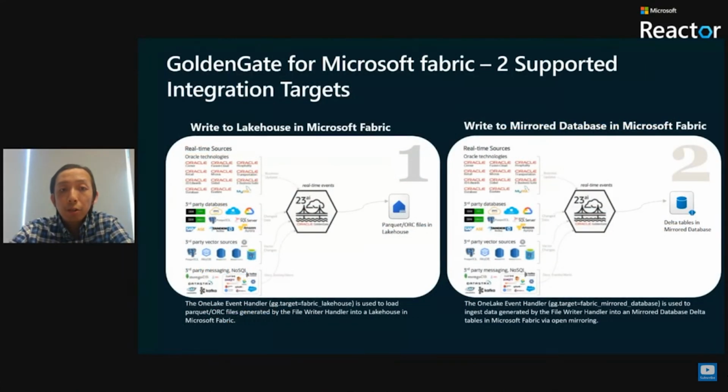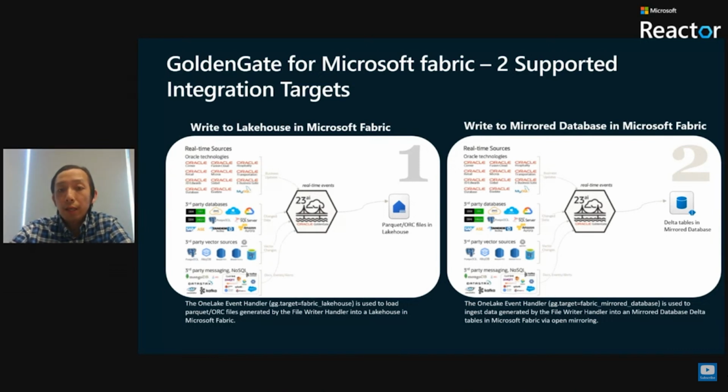Okay, for GoldenGate to target Microsoft Fabric, it supports two types of targets. The first type is to write to Fabric Lakehouse directly. Basically, Lakehouse is just a folder structure in OneLake, so GoldenGate can write the data from the source database into Parquet or ORC file formats stored in Lakehouse, and it can keep those files updated with the latest changes from the source database.